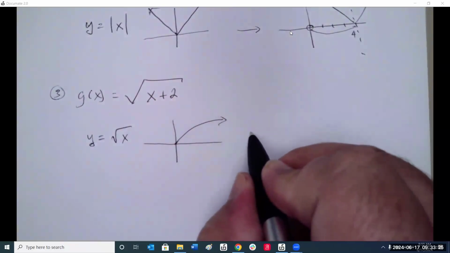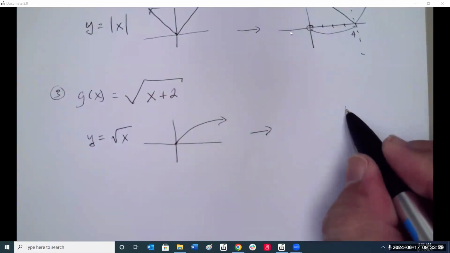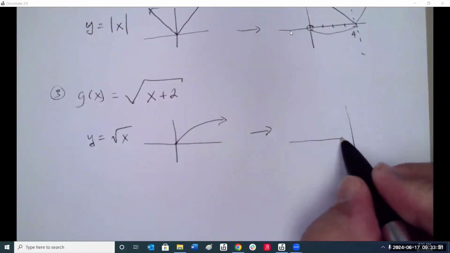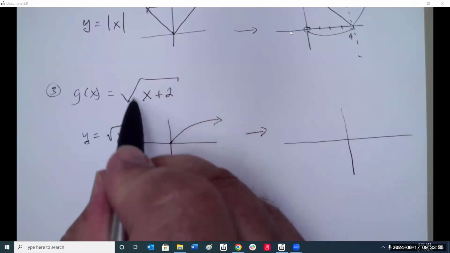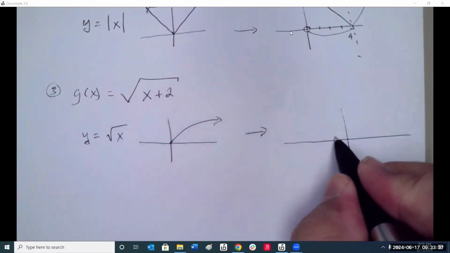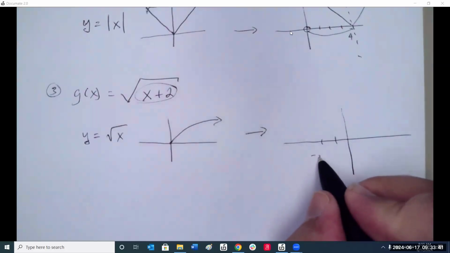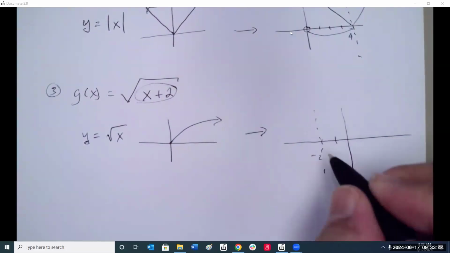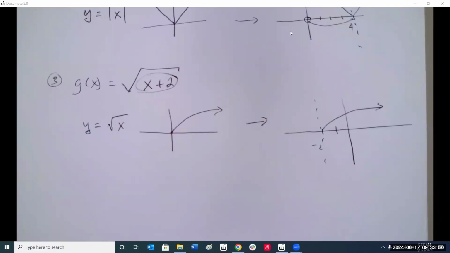So what does this thing do? Nope. Left 2, but it's inside the function. So if it's inside the function, it's the opposite. So my graph looks like this. All I did is shift the graph 2 spaces to the left.